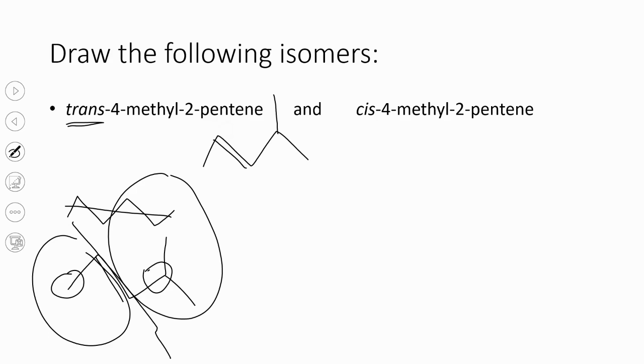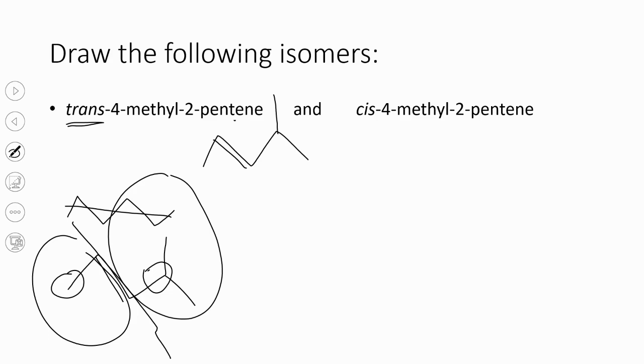They're on opposite sides. So this one is already trans. So then we have to make it a cis molecule by taking one of these groups. I can either flip this onto the same side or take this group and flip it onto the same side. It's easier to move just one group, so I'm going to take this group and move it up.